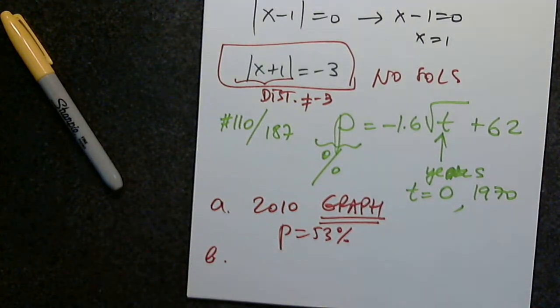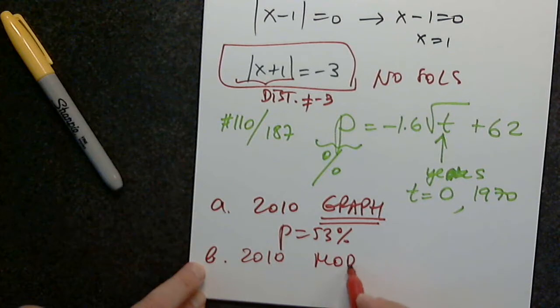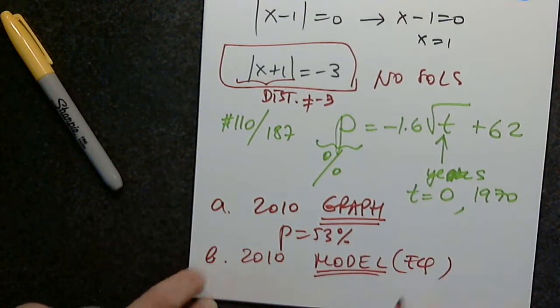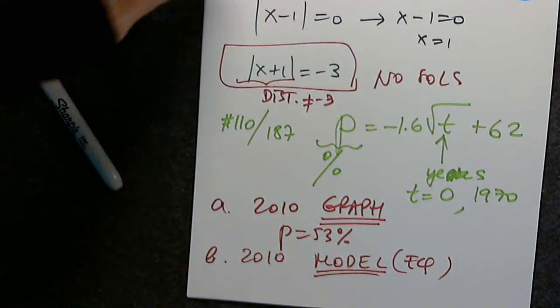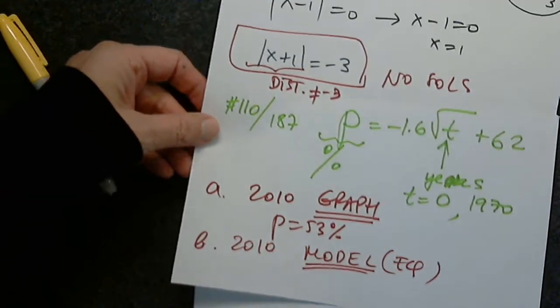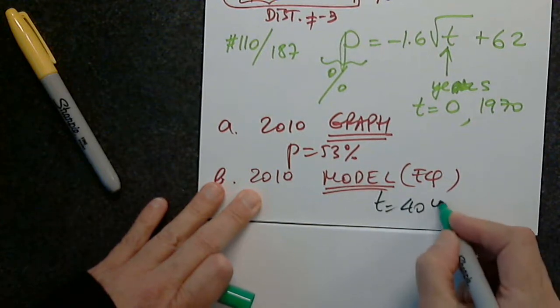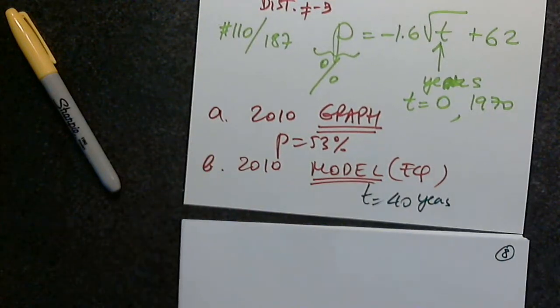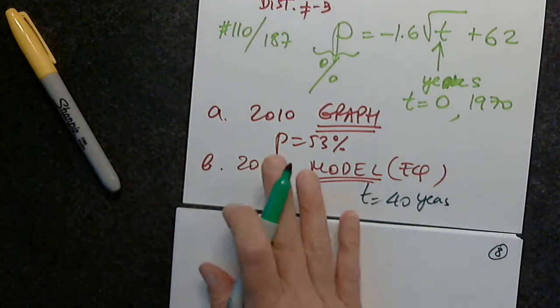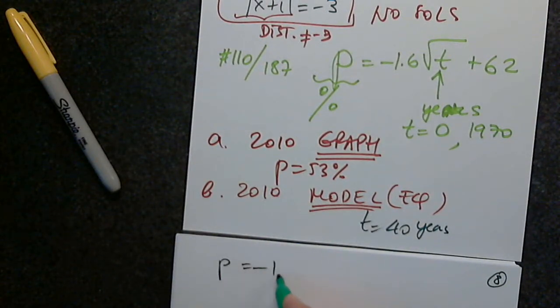Part B. Use the mathematical model to determine the percentage of jobs in the U.S. labor force held by men in 2010. What do we do now? Still 2010, but now from the model, from the equation. So what do we do? You're looking for a percentage, so t would be 40. Excellent. So then what is the next step? Exactly. Negative 1.6 square root of 40 plus 62.